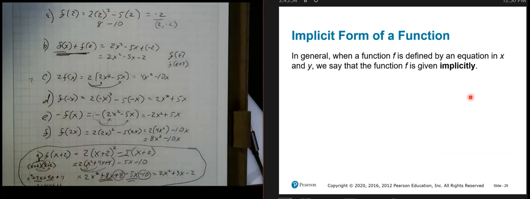Because that's a different skill set, and it doesn't help you learn things and understand what's happening with functions. In general, when a function is defined by an equation in x and y, we say the function is given implicitly. What do they mean? What do they mean by a function in x and y?